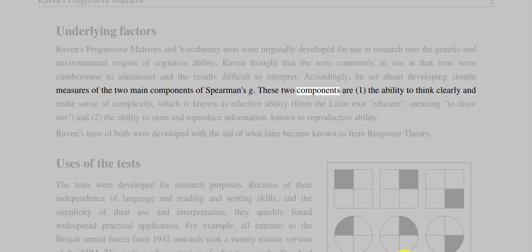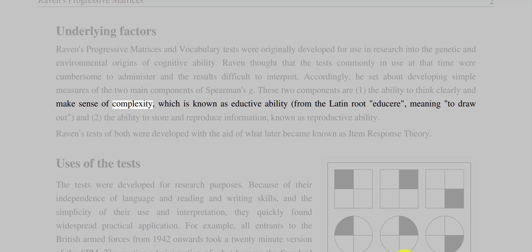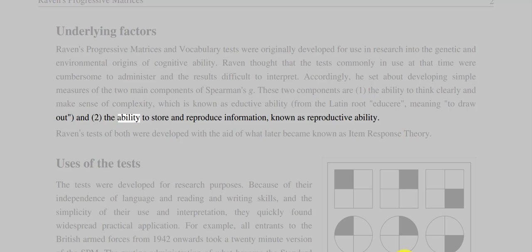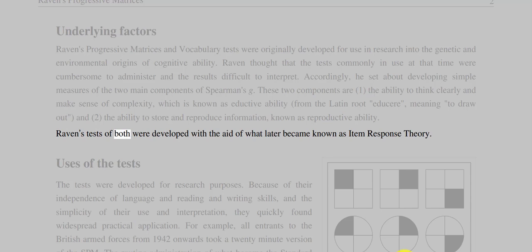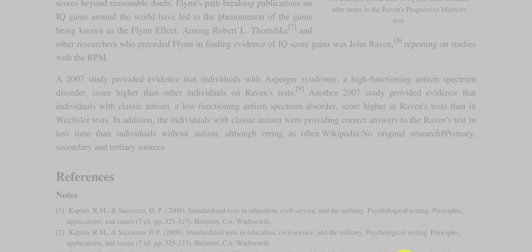These two components are: 1. The ability to think clearly and make sense of complexity, which is known as eductive ability, from the Latin root educere, meaning to draw out, and 2. The ability to store and reproduce information, known as reproductive ability. Raven's tests of both were developed with the aid of what later became known as item response theory. An example of one kind of IQ test item, modeled after items in the Raven's Progressive Matrices test.